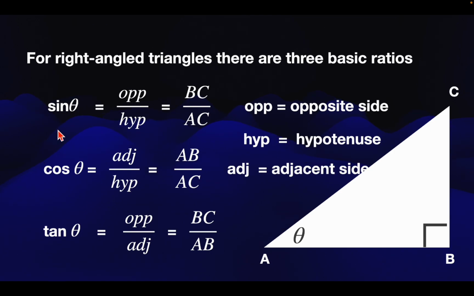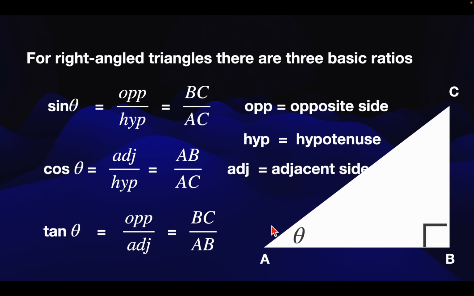Now let's find out what is sine theta. Sine of any angle, in this case angle theta, is opposite side upon hypotenuse. So what is the side opposite to it? BC, and this is the hypotenuse. So BC upon AC.